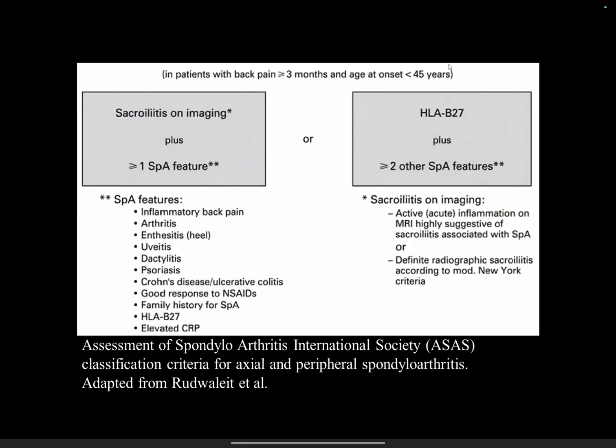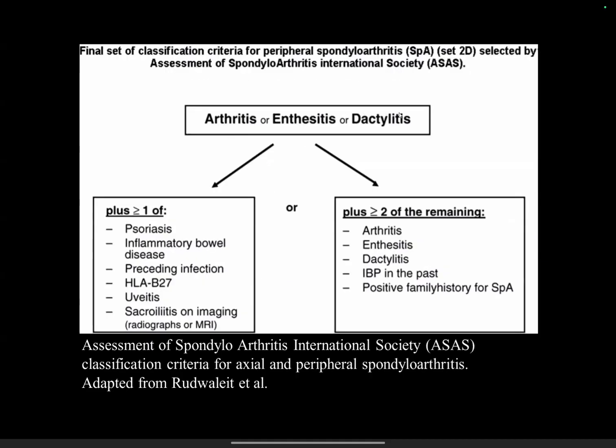These are another two cornerstones that we should remember along the whole path of our disease assessment. So again, in these patients, imaging arm and serologic or clinical arm. Sacroiliitis on imaging, active inflammation on MRI, is highly suggestive of sacroiliitis with two SPA features, and radiographic features of sacroiliitis according to New York criteria. Because obviously if it's present on X-ray, it's a more severe form of the disease. And these are again the SPA features that we just mentioned: arthritis or enthesitis or dactylitis, right?